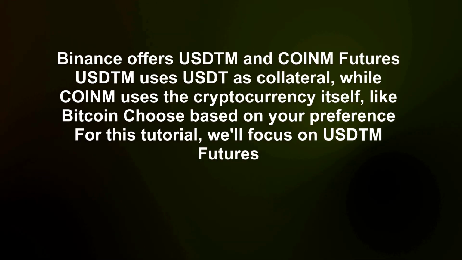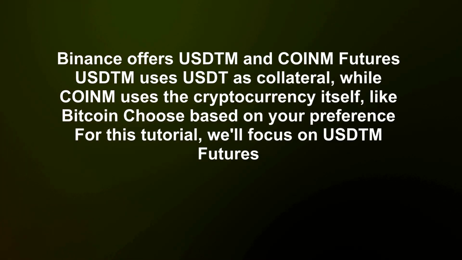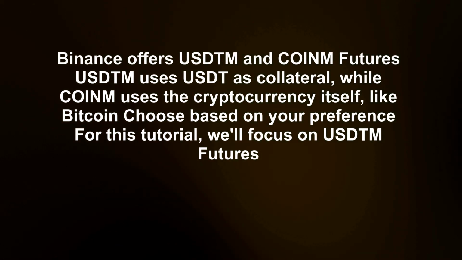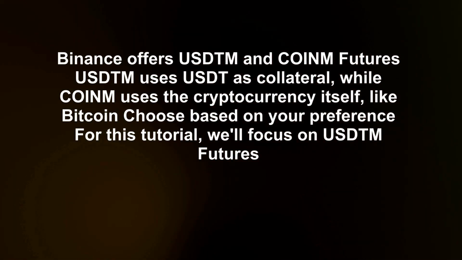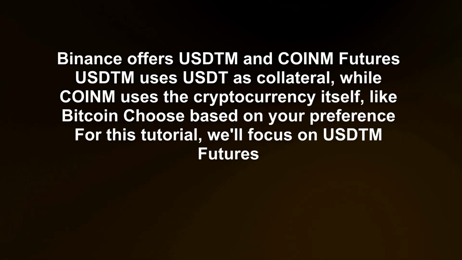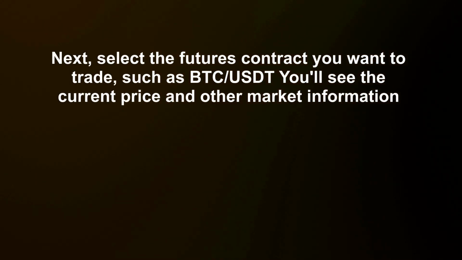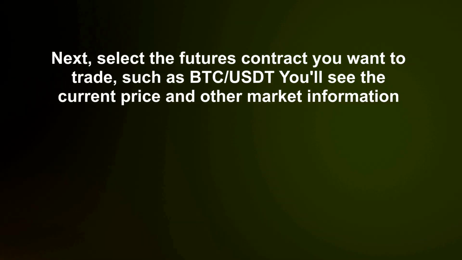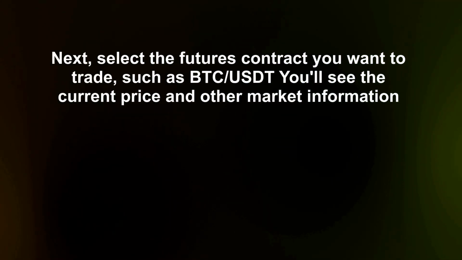Binance offers USDT-M and Coin Futures. USDT-M uses USDT as collateral, while Coin uses the cryptocurrency itself, like Bitcoin. Choose based on your preference. For this tutorial, we'll focus on USDT-M futures. Next, select the futures contract you want to trade, such as BTC, USDT. You'll see the current price and other market information.